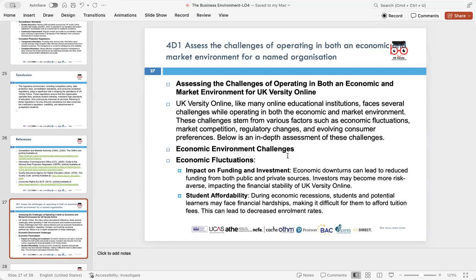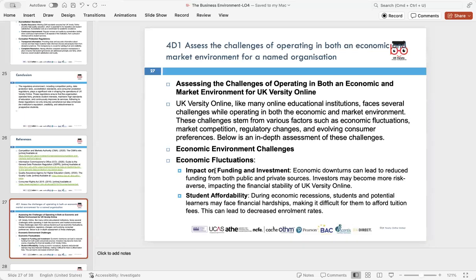So here is an in-depth assessment of these challenges. Economic environment challenge: economic fluctuations. Impact on funding and investments. Economic downturns can lead to reduced funding from both public and private sources.